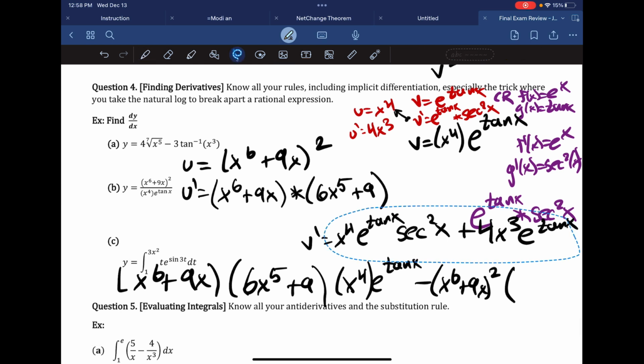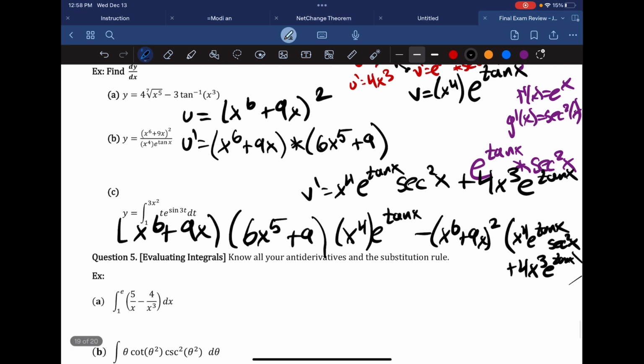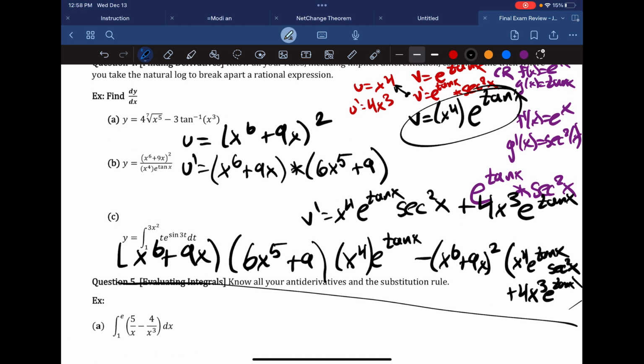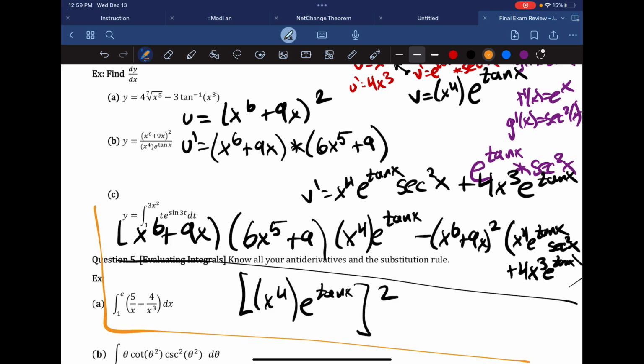this whole thing. So x to the 4 e to the tan x secant squared x plus 4x cubed e to the tan x. And then that's all divided by v squared, v being this, right? So that's x to the 4 times e to the tan x, and that all gets squared. So this is going to be your monster of a final answer.